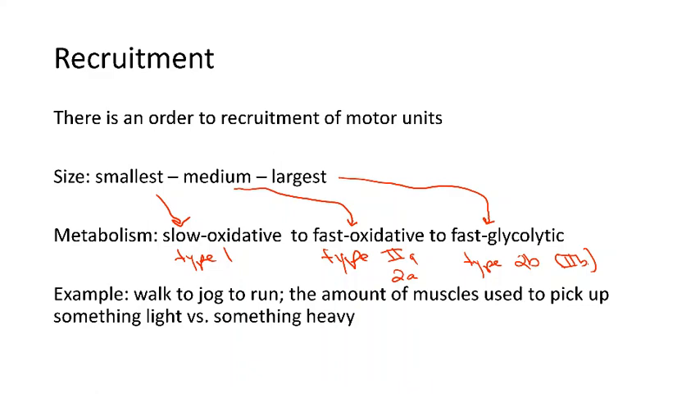And I gave the example here of walk to jog to run, the amounts of muscle used to pick up something light versus something heavy. So when you need more force, you recruit more cells. If you want to hold the object up, that is when you hold tetany.